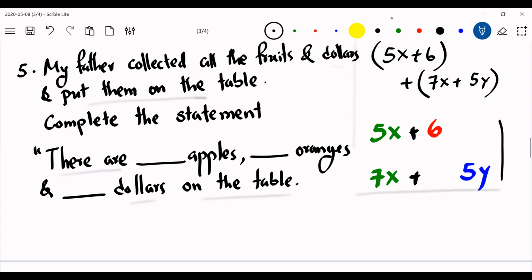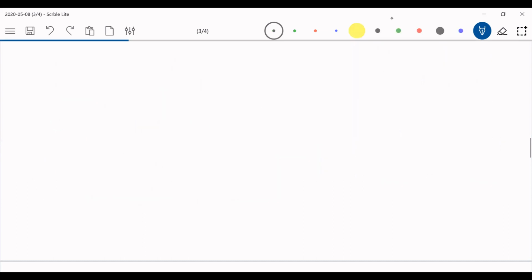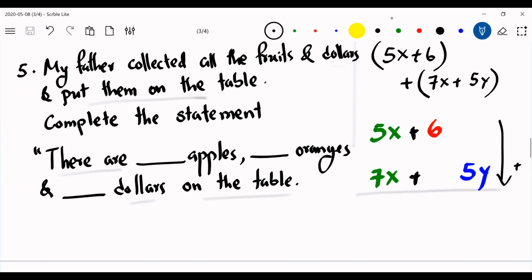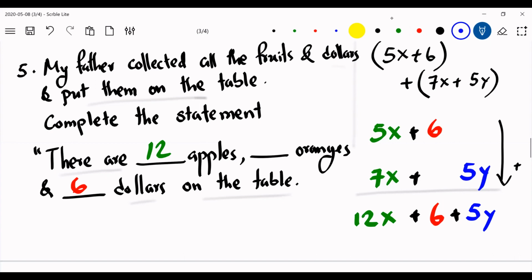So for that, yes, I should add them. So now we have 3 different terms. After we added, we should have 3 different terms, which have been written in green, red, and blue colors. So 7 apples and 5 apples become 12 apples, and the dollars are just $6. And about the oranges, only the father brought oranges, not the brother, so I had only 5 oranges. So now we can come back and complete our sentence saying, yes, we have 12 apples and $6 and 5 oranges on the table.